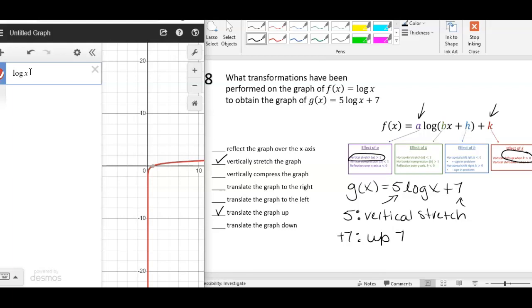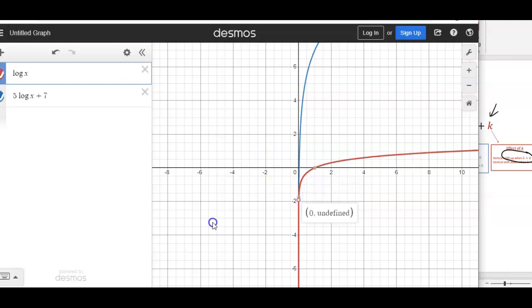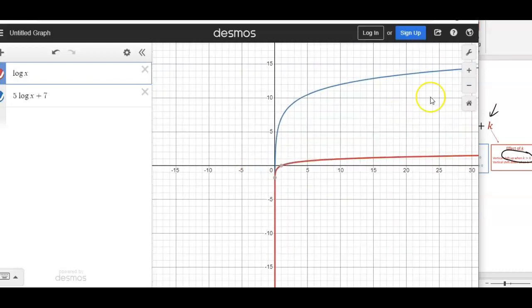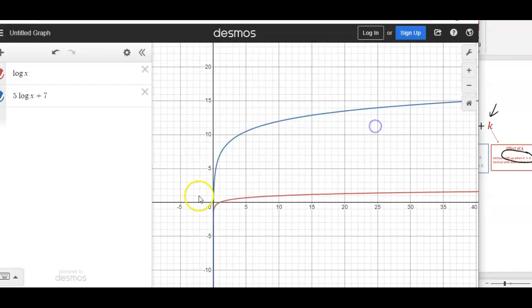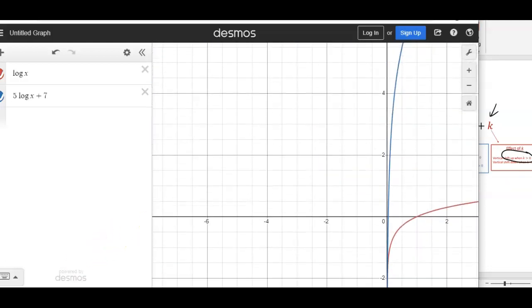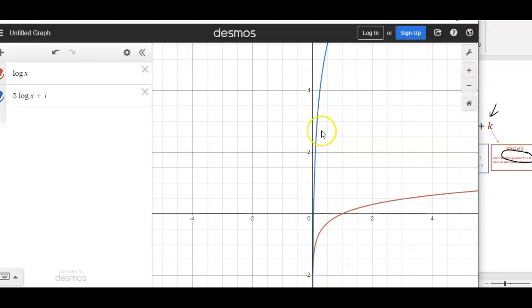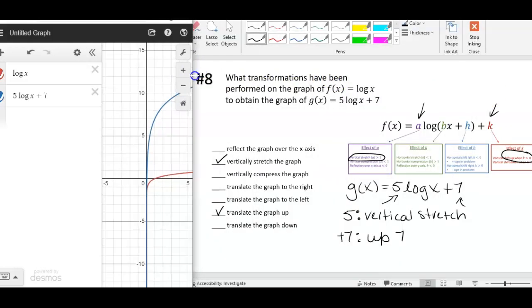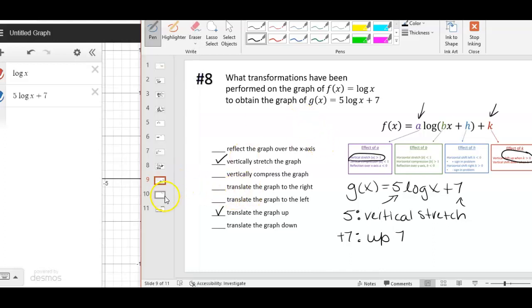Desmos and type log of x, and then enter the transformed function, 5 log of x plus 7. Notice that if you look at the graph, you can see that it is vertically stretched by a factor of 5, and you can see that it's also been translated up 7 units. See how this graph has been moved up like that. So remember, you can always use Desmos to verify your transformations once you've identified them on your own.